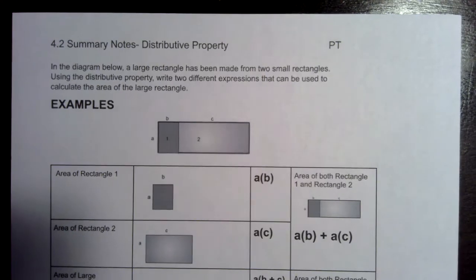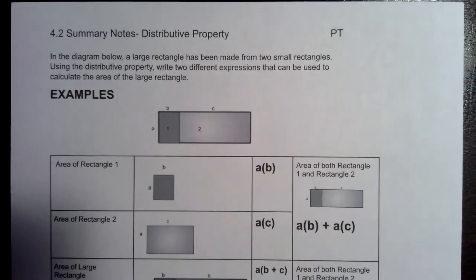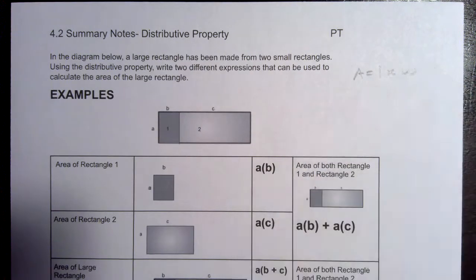So the distributive property, we started by making it visual. In the diagram below, a large rectangle has been made from two smaller rectangles. Use the distributive property to write two different expressions that can be used to calculate the area. So first, let's review. Area, remember, is length times width.